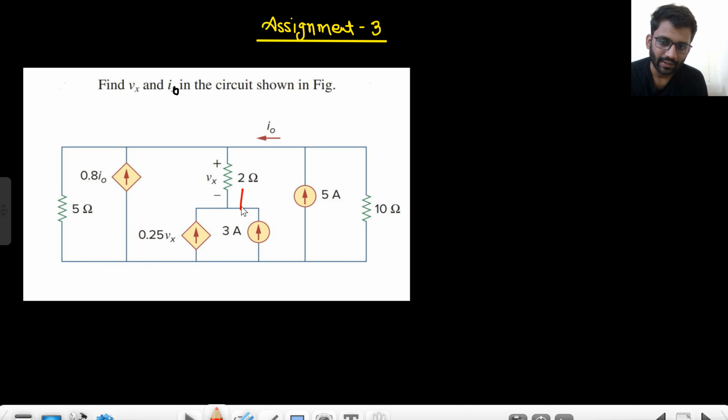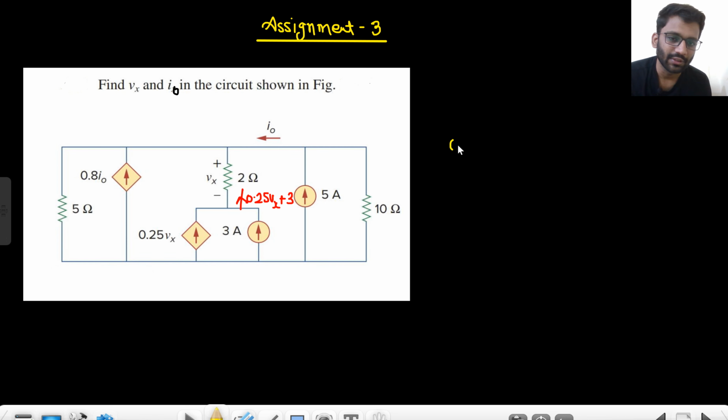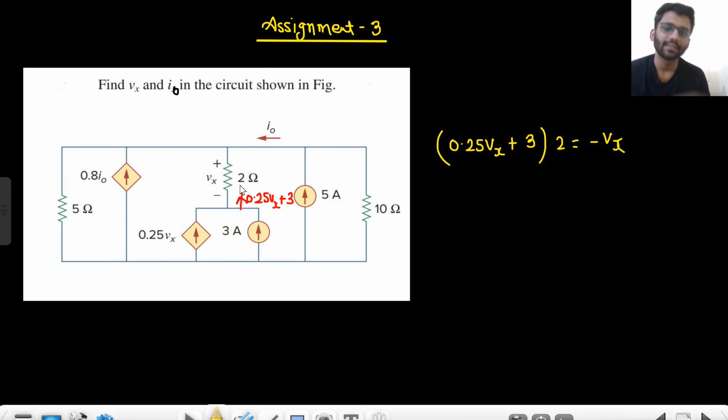Tell me the value of current in this branch. That will be 0.25 Vx plus 3, right? So you can write 0.25 Vx plus 3 into 2 is equals to minus Vx. Current into resistance, but the direction of current is this, so it has to give the voltage drop like this. So we have to write minus Vx.